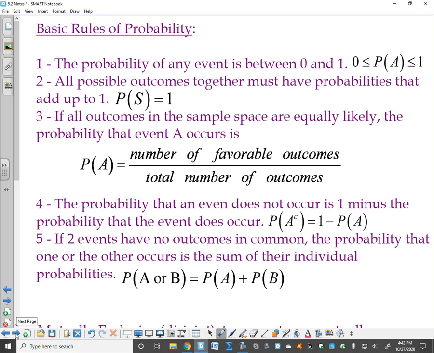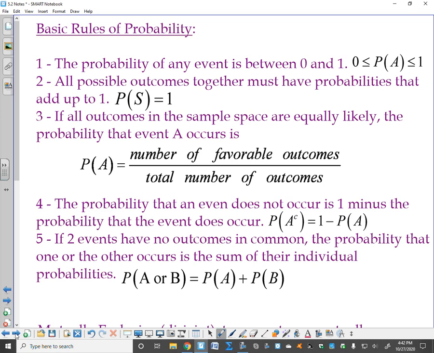All right, some rules of probability. The probability of any event is always going to be between 0 and 1. So the probability of A being the event is always going to be between 0 and 1. Could be 0, could be 1. Could never happen, could be guaranteed to happen, but it will never be negative, and it will never be bigger than a 1. All possible outcomes together must have a probability that add up to 1.